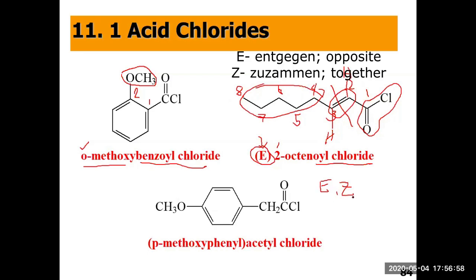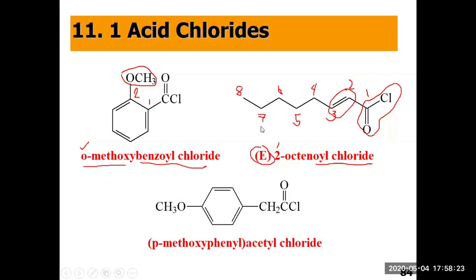Now, when do we use Z? This is used when the priority groups are on the same side of the double bond, similar to your cis isomerism.